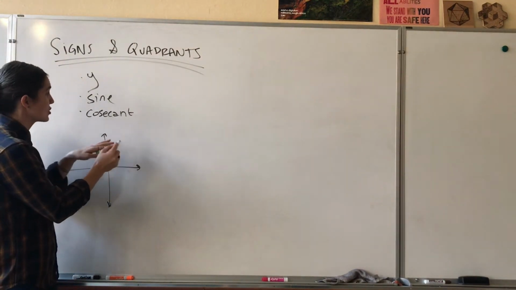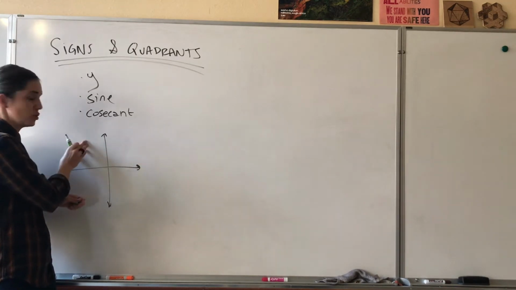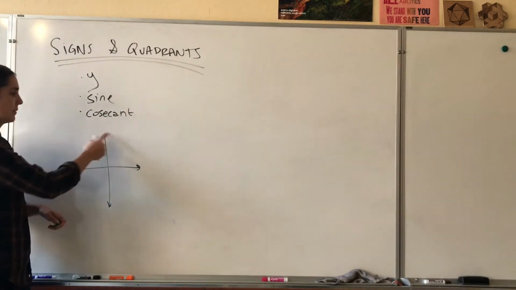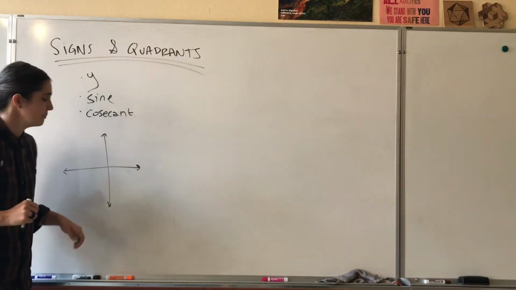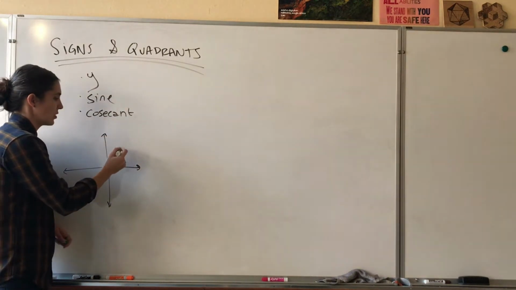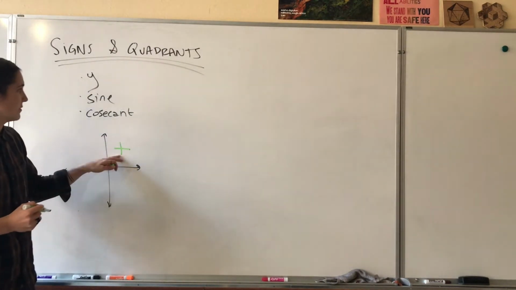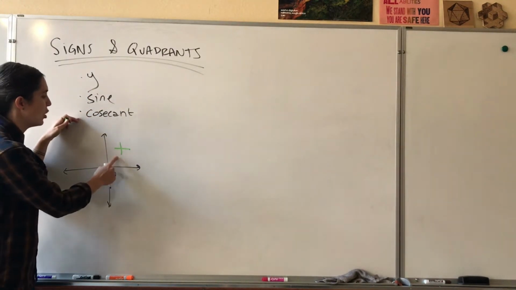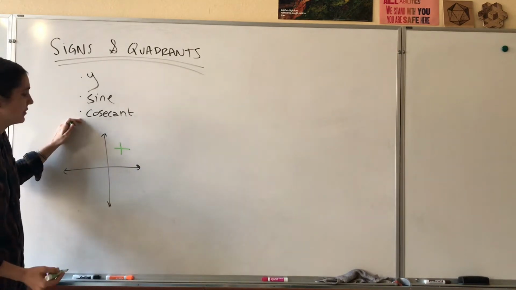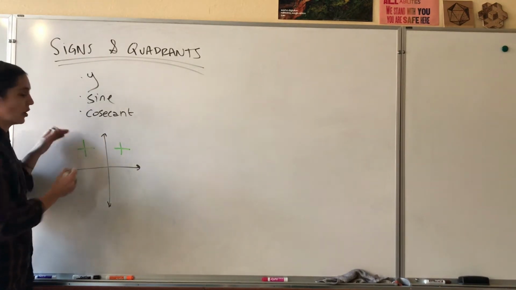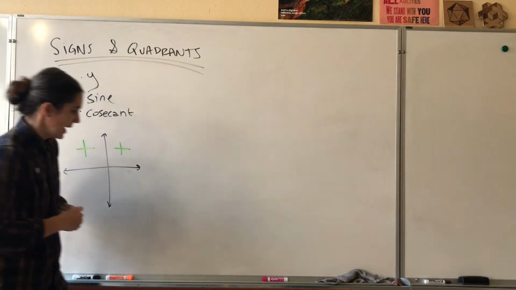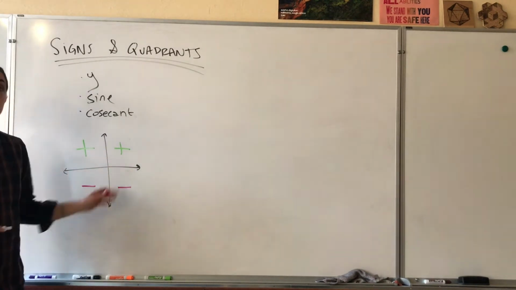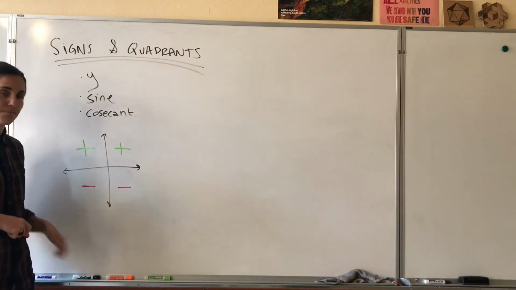In the first quadrant, right? So this is quadrant 1, 2, 3, 4, as a reminder. Quadrants go in counterclockwise order. The value of sine in quadrant 1 is positive. The value of y in quadrant 1 is positive, and the value of cosecant in quadrant 1 is positive. Of course, we know that the y coordinates are also positive in quadrant 2. And then when we get down to quadrants 3 and 4, our y values are negative.